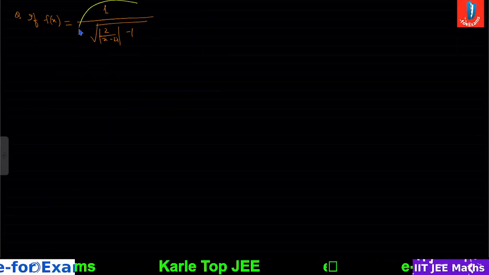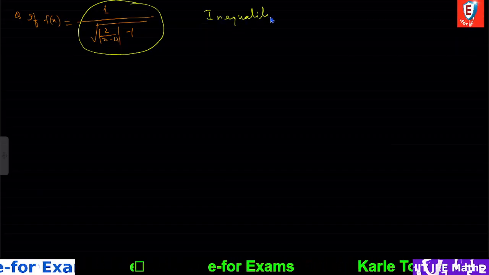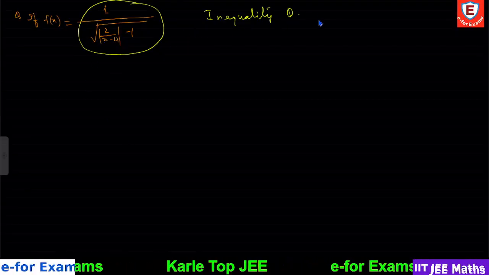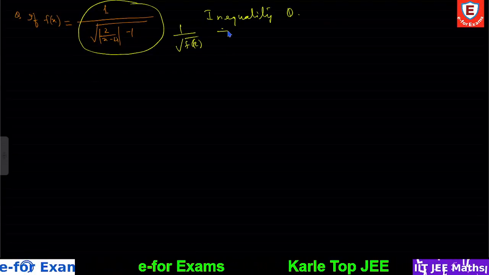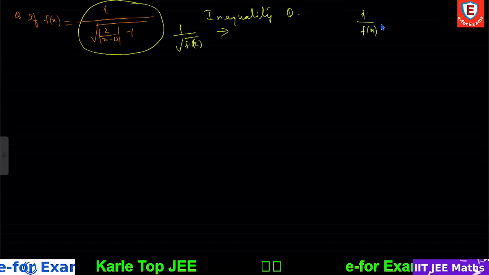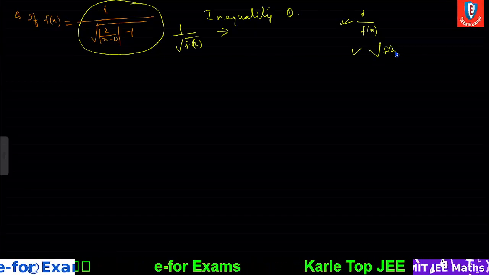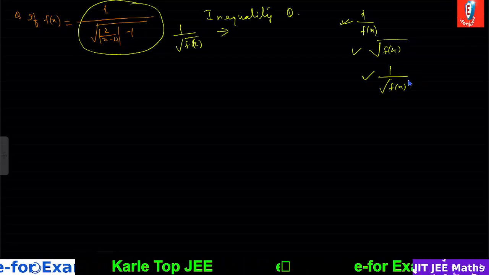Here, what is this type? This is an inequality question. What is this type? This is 1 by root over f of x. What I said, there are 3 types of domain question. First is this one. Number 2 is root over f of x. Type number 3 is 1 by root over f of x, right? So this is the third one.